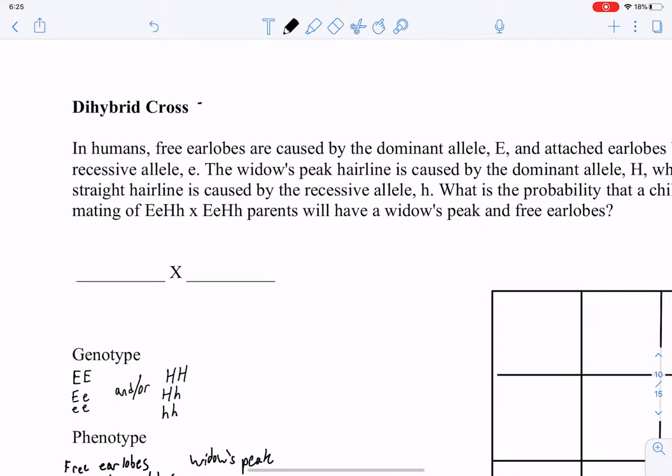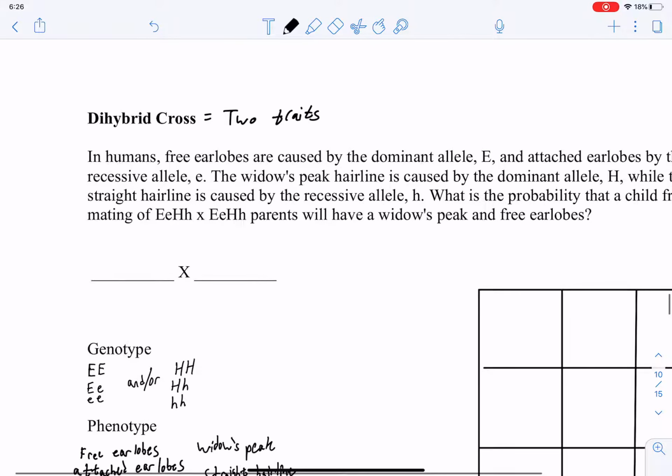So dihybrid cross, this is when instead of looking at one trait that we've normally done, we're looking at two traits together. Okay, so Mendel did this with his pea plants. He looked at tall pea plants and short pea plants versus round seeds or wrinkled seeds. So he wanted to see how often the dominant trait for both traits, tall and round, showed up in his giant sample size. So we're going to do that ourselves.